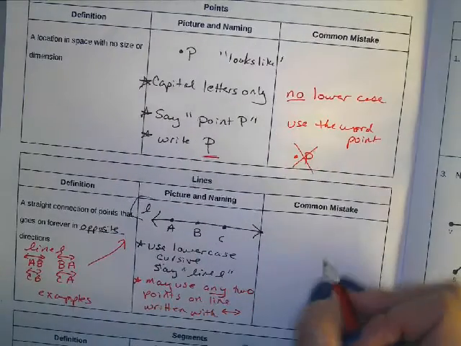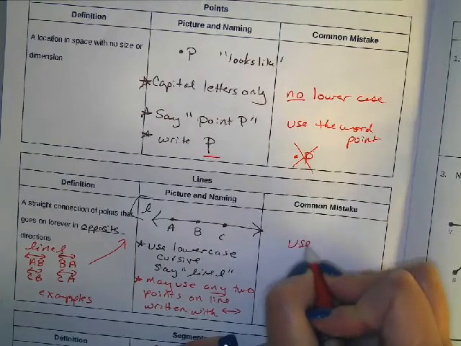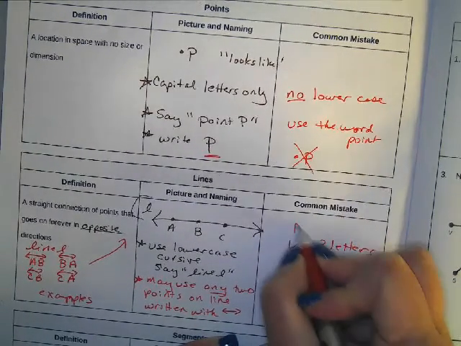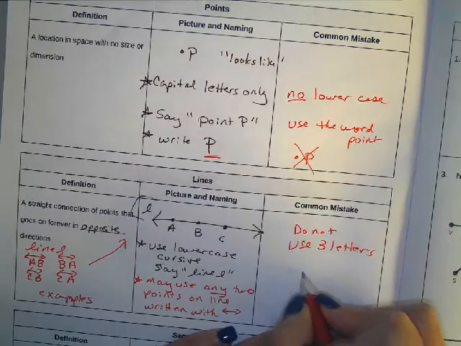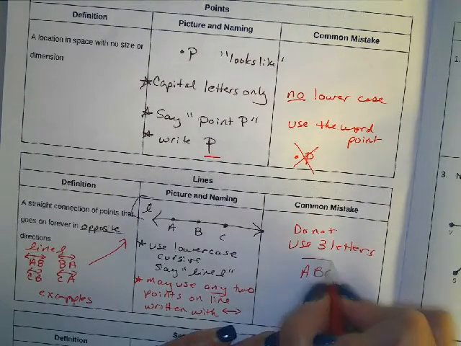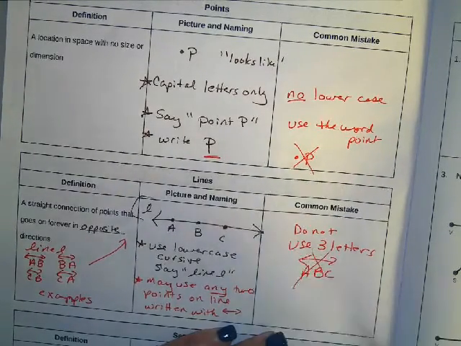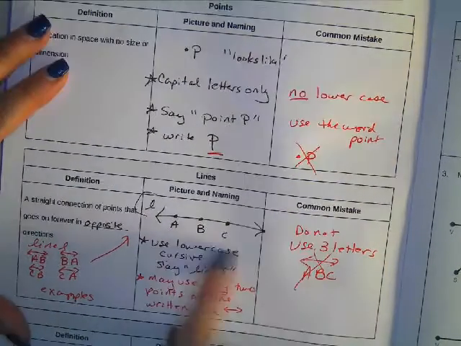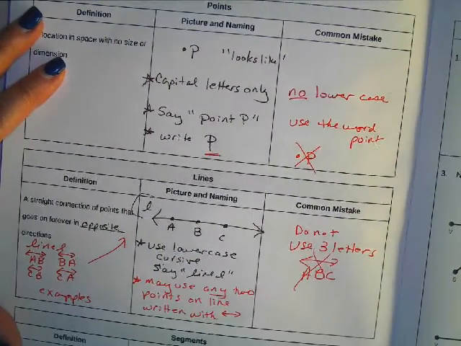The most common mistake for this is using 3 letters. So you do not use 3 letters. We would never name this line ABC. That's not something I want to see happening, right? We're only going to use 2 letters. You can pick whichever 2 you want, but you have to pick 2 and then stick with it.